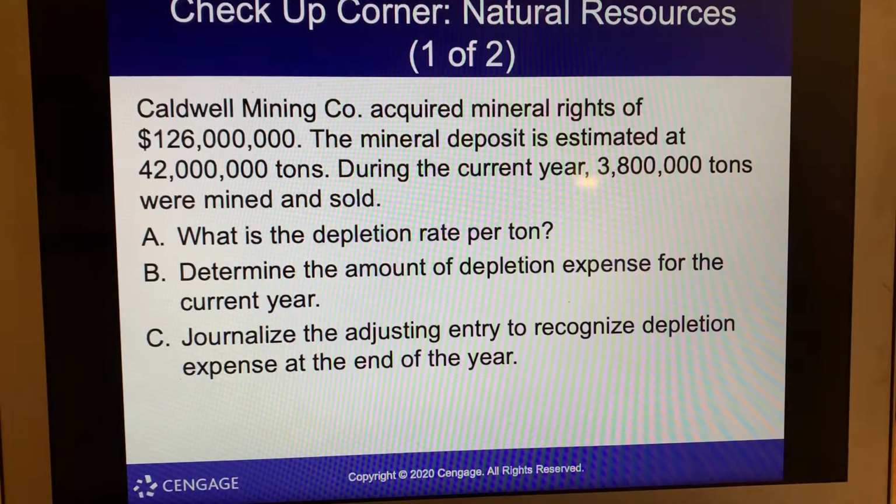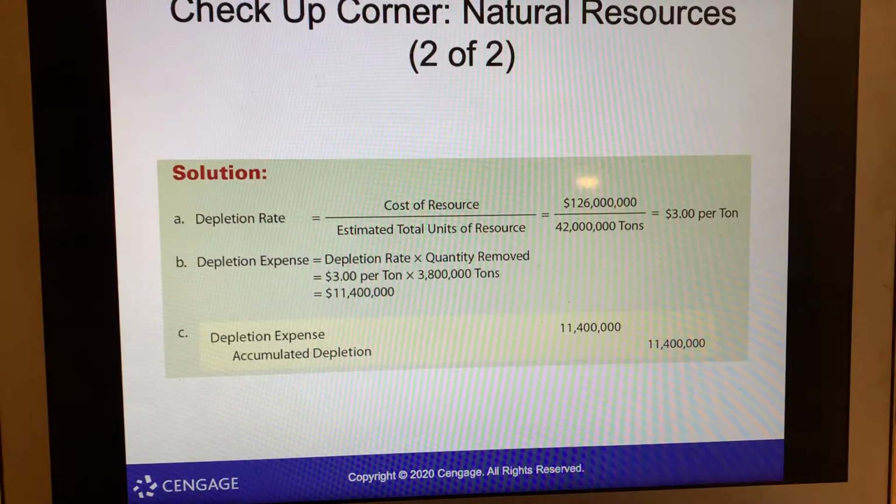So here's another example: 126 million cost, and it's estimated that you'll take out 42 million tons. During the current year you use 3.8 million tons. So what is the depletion rate per ton? Determine the amount of depletion expense for the current year. Journalize the entry. So we'll look at those items. The depletion rate is going to be 126 million divided by 42 million, so we get $3 per ton.